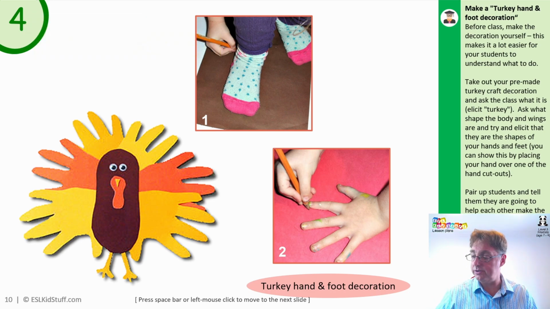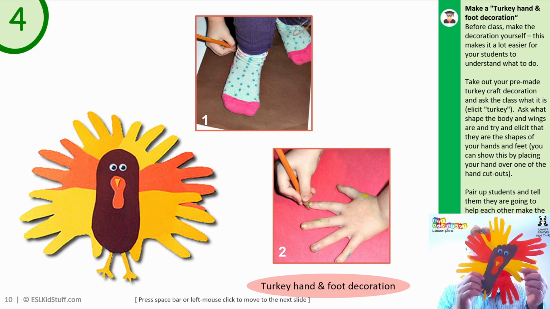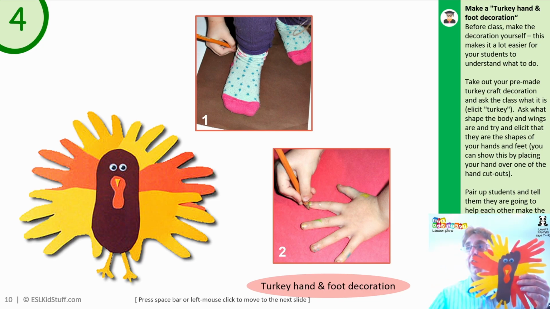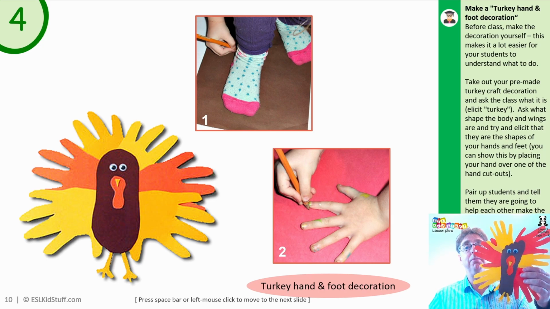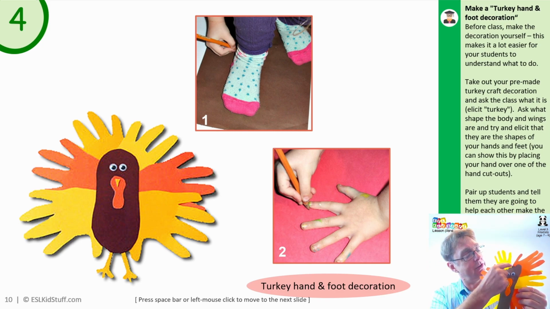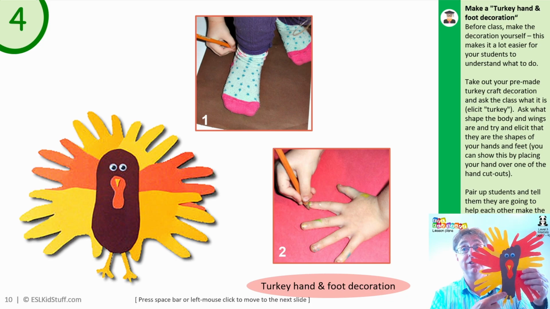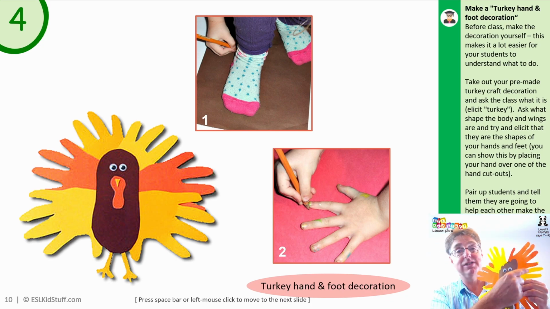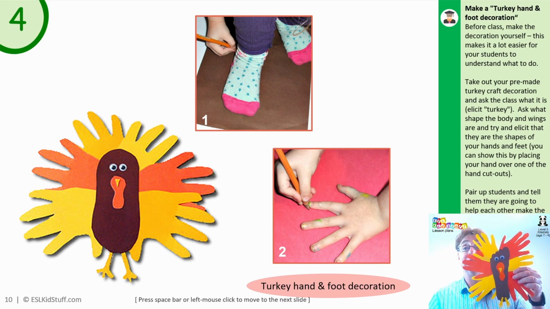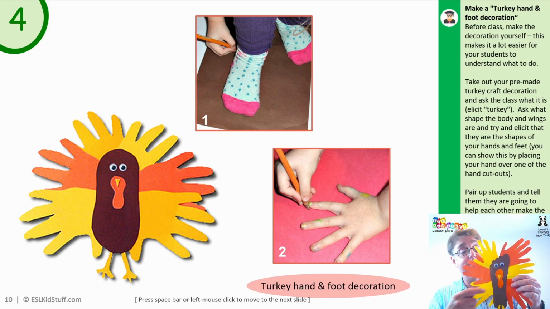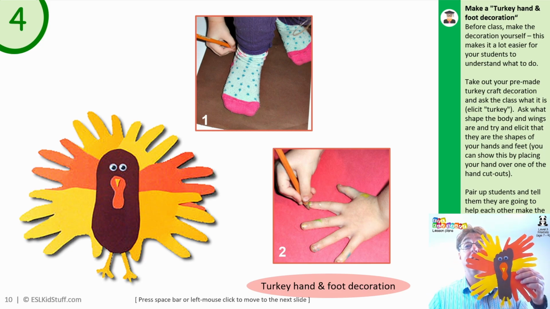Okay, so start off before class. It's a good idea to prepare one of your own beforehand. Here's the one that I prepared with my little helper. Hold it up to your students and again elicit what it is, and then ask, what do you think this shape is? And elicit the word foot. And how about these shapes? And elicit the word hands and say, yes, now we're going to make a foot and hand turkey decoration.